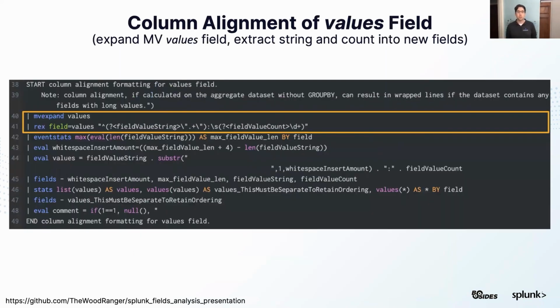The next section starts off with aligning the columns in this multi-value to just make it cleaner to read. We start the column alignment section by expanding the newly created values field, then use rex to extract the value string and value count back out into their own distinct fields.